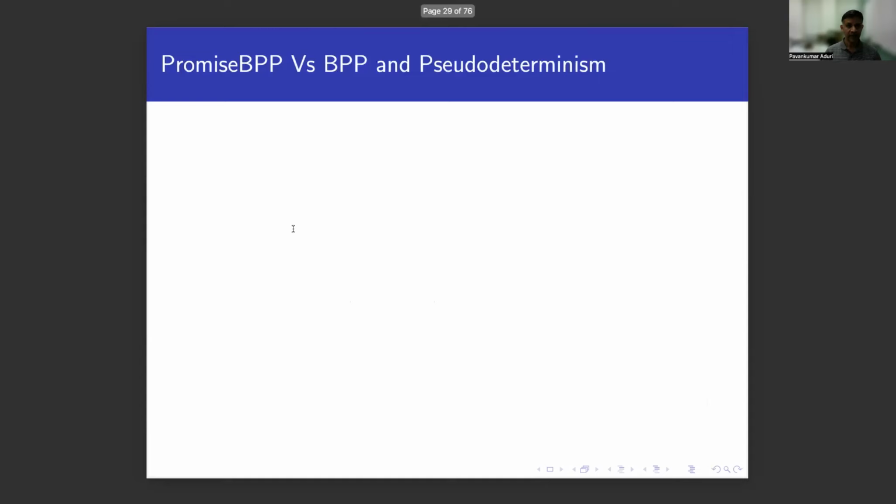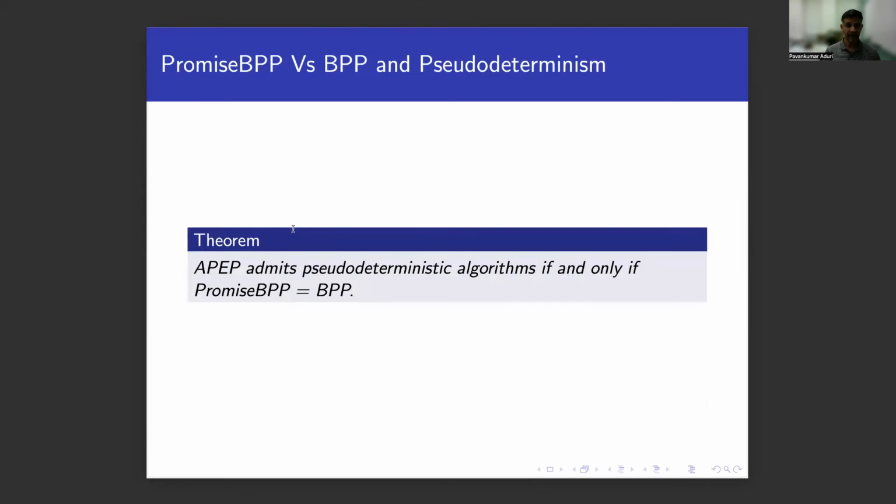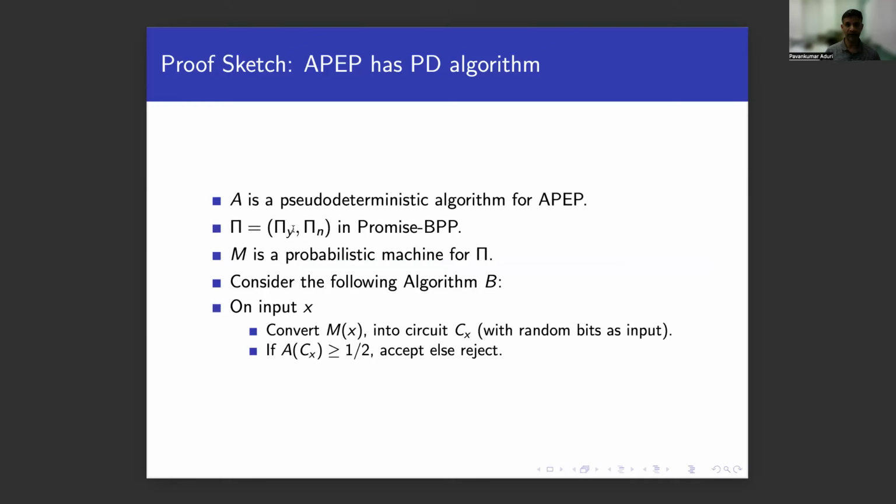Okay. So our first result relates pseudodeterminism to this gap between promise BPP and BPP. Our result says that APEP admits pseudodeterministic algorithms if and only if every promise BPP problem has a solution in BPP. So whether APEP has pseudodeterministic algorithms or not precisely characterizes the gap between promise problems and their language counterparts in the context of BPP. Okay. So let's give a proof sketch of this result. Looking at one direction, say APEP admits a pseudodeterministic algorithm. So A is a pseudodeterministic algorithm. Let's take a promise problem Π that is in promise BPP.